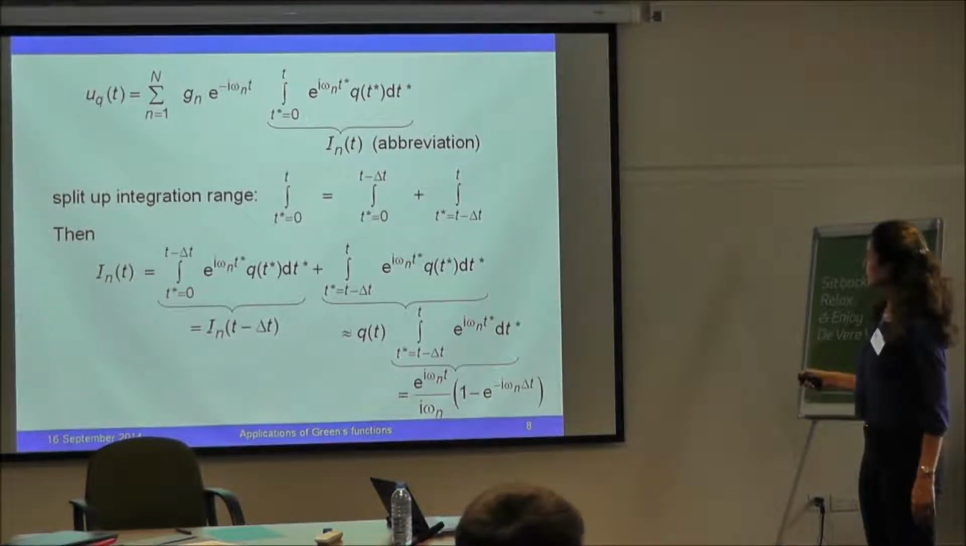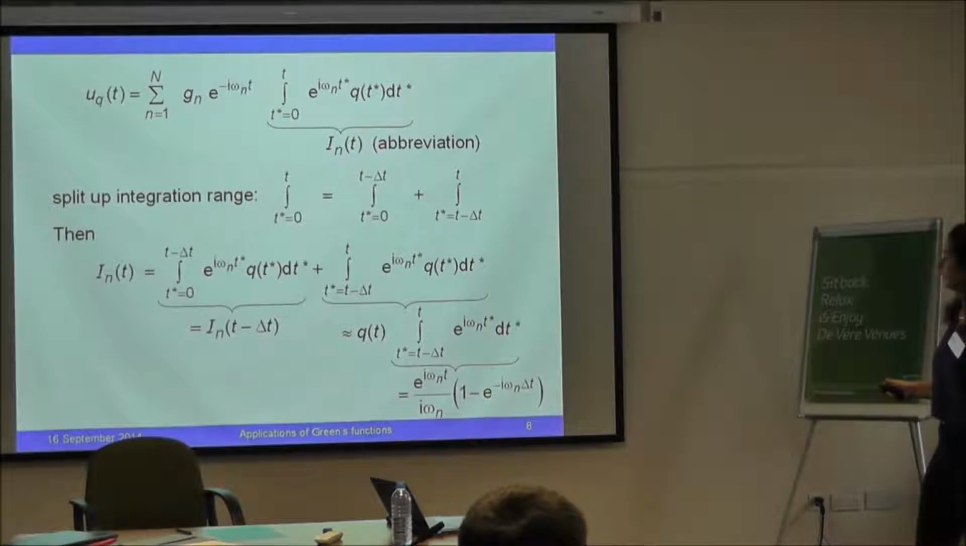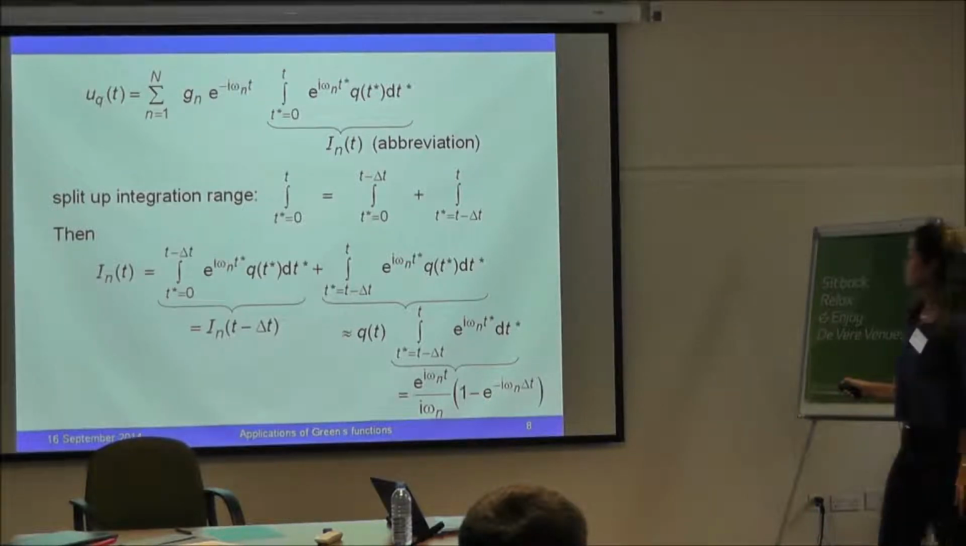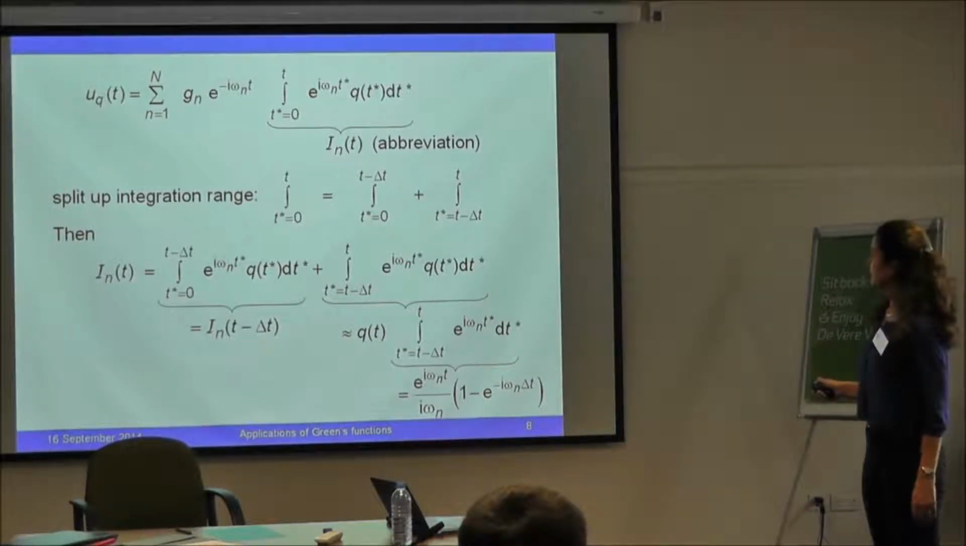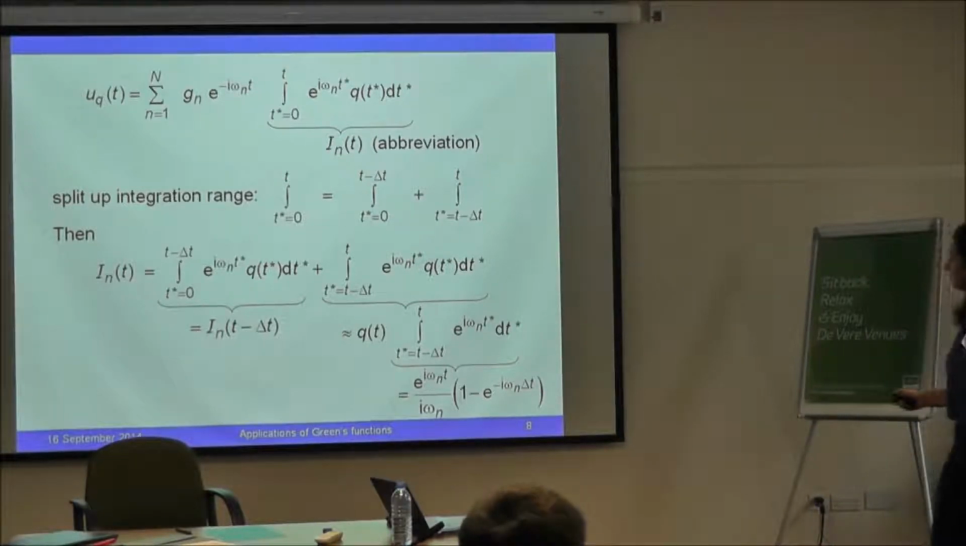That's the observer dependent time, and then here is the rest, which depends on the source time. And that is a fairly simple integral, and I'm going to abbreviate that by capital I with subscript n, and n is the mode number.